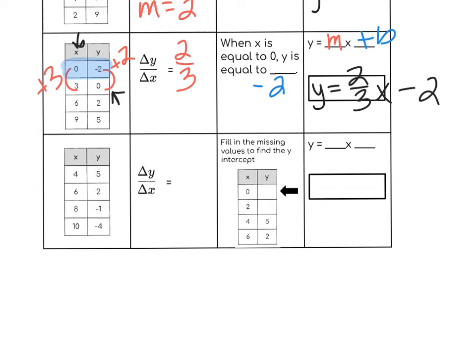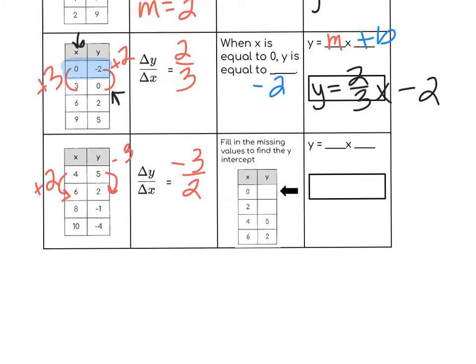This one, what do I do to 5 to get 2? Well, I subtract 3. And what do I do to 4 to get 6? Well, I add 2. So my slope is negative 3 over 2. Now you could change that to negative 1.5. You'll see it written that way, but I don't ever change it.